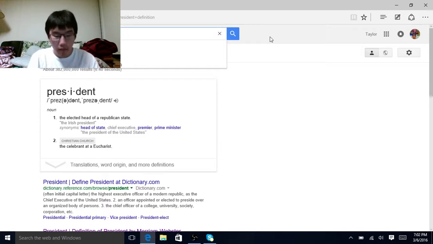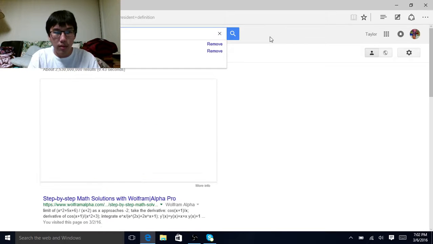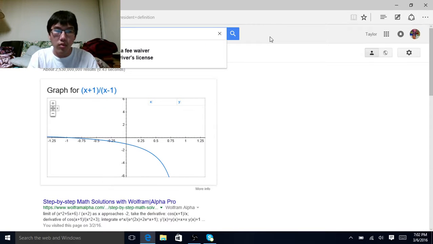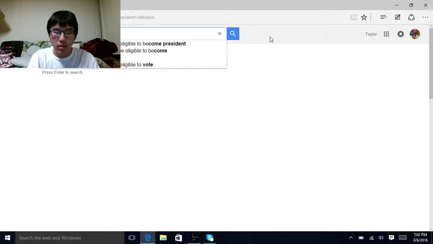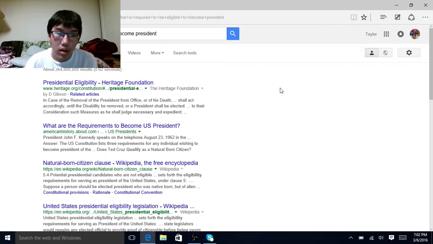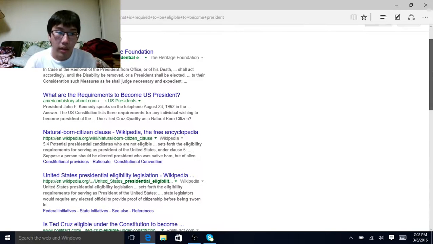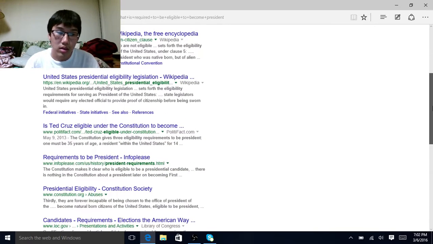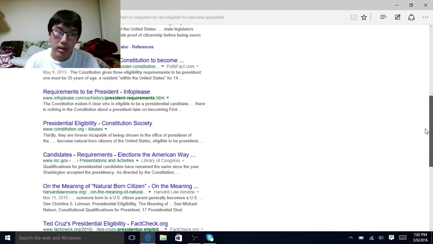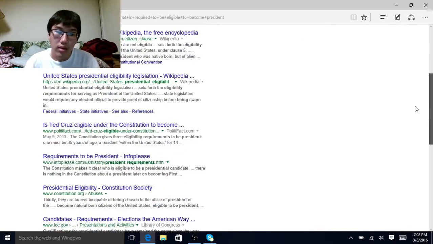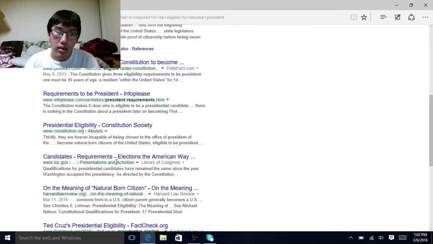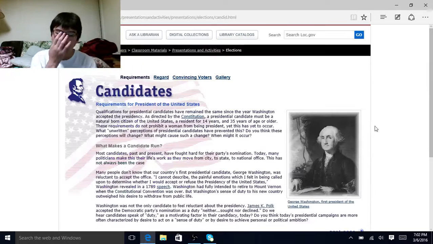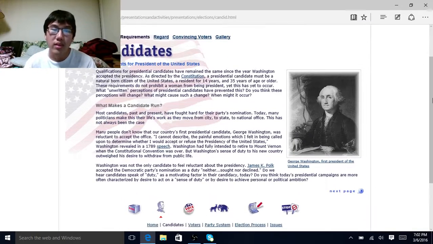So now what I want to learn is what is required to be eligible to become president. Heritage.org might be an okay source. Well, let's look at candidates' requirements. Okay, let's look at this one because it ends at .gov, so let's see. Requirements for President of the United States.